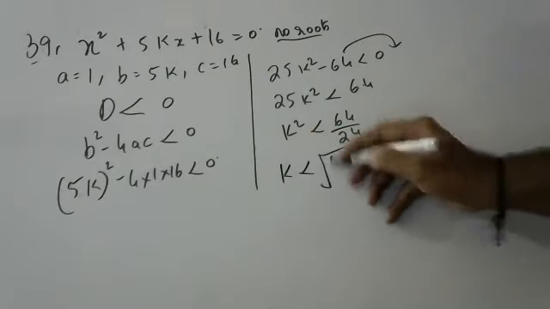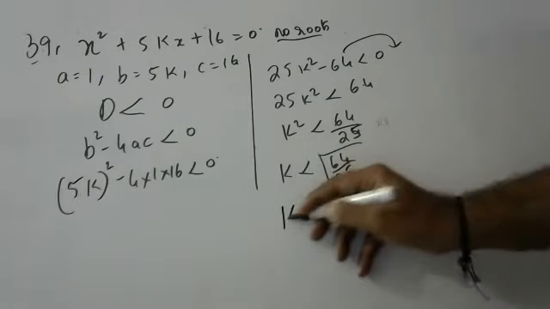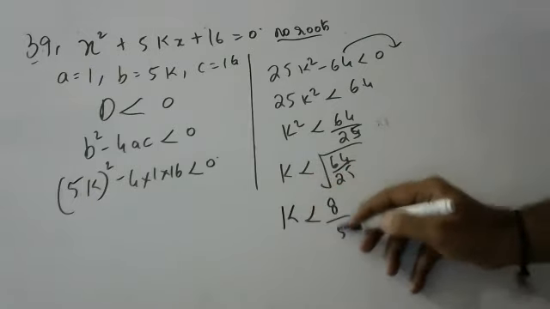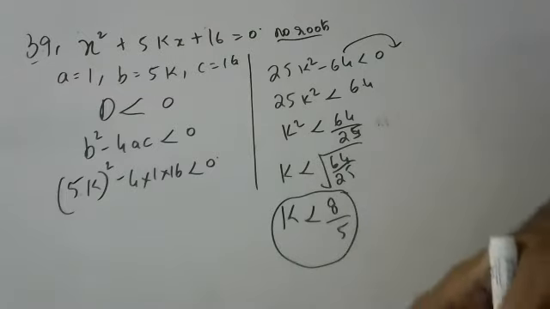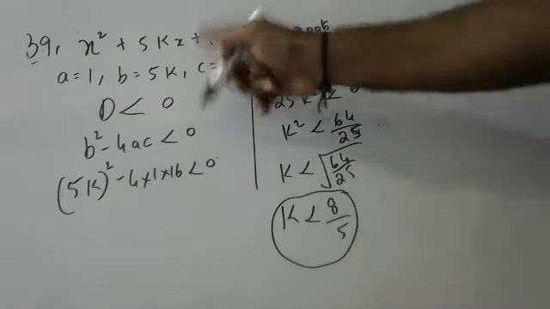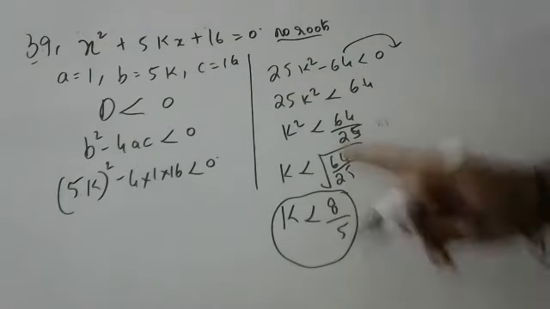Taking the root, k is less than 8 by 5. So k should be less than 8 by 5 if you want to get no roots for this equation, children.